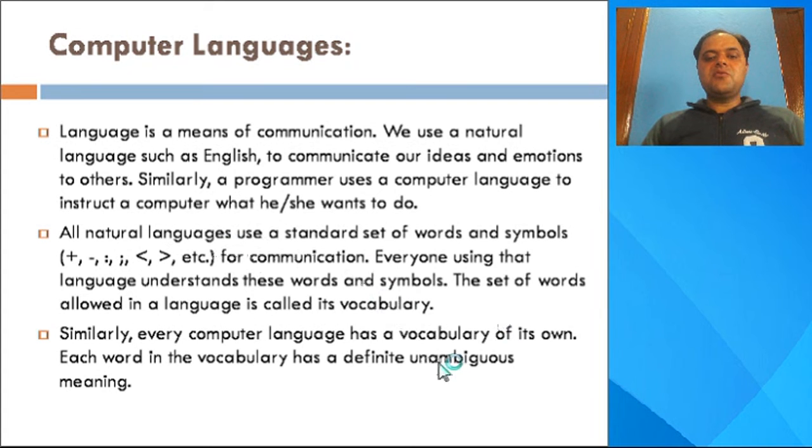All natural languages use a standard set of words and symbols. These are the words and symbols we use to communicate. Everyone using that language understands these words and symbols. The set of words allowed in a language is called its vocabulary. So all languages have their own vocabulary. Similarly, every computer language has a vocabulary of its own. Each word in the vocabulary has a definite, unambiguous meaning. So every computer language has its own vocabulary, like the natural languages which we use in day-to-day life.